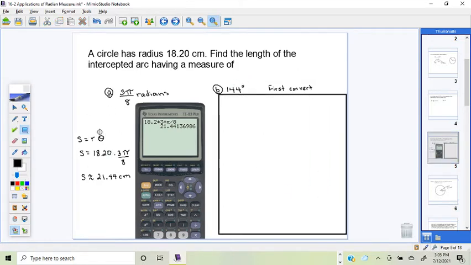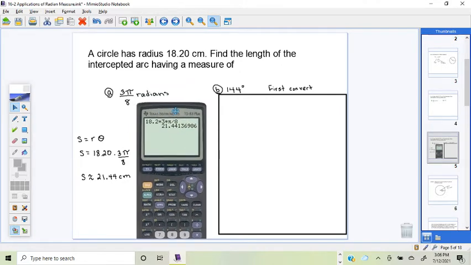So S equals R theta. So you'd simply need to put 18.2, your radius, times 3 pi over 8, which is already in radians, and put that directly into the calculator. 18.2 times 3 times pi divided by 8. Here's what it would look like on your Texas Instruments screen.